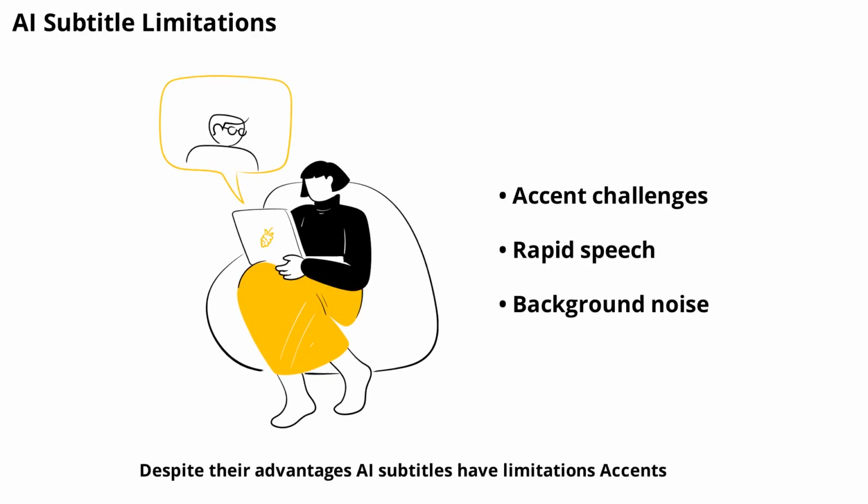Despite their advantages, AI subtitles have limitations. Accents, rapid speech, and technical jargon can challenge accuracy. Background noise and overlapping speakers may cause errors. Understanding these limitations helps you set realistic expectations and plan accordingly.